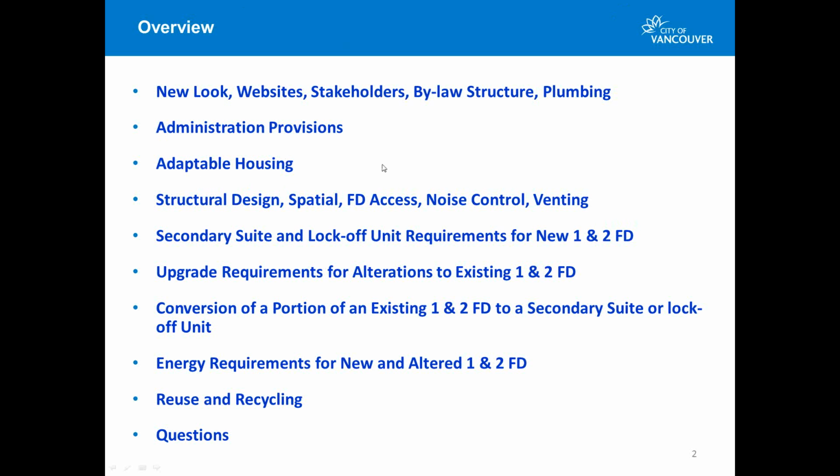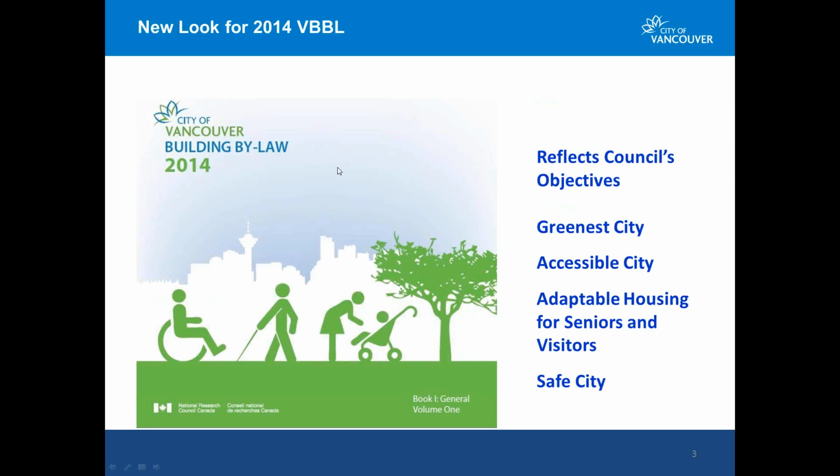Okay, so the 2014 Vancouver bylaw contains a number of new requirements that are unique to Vancouver, and one of them is the adaptable housing provisions, which I'll be going through. This is what the cover of the new 2014 Vancouver bylaw looks like. It reflects City Council's objectives to be the greenest city, an accessible city, and have adaptable housing for seniors and visitors, and also to be a safe city.